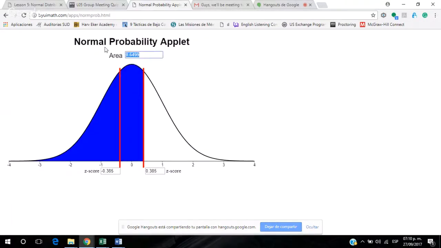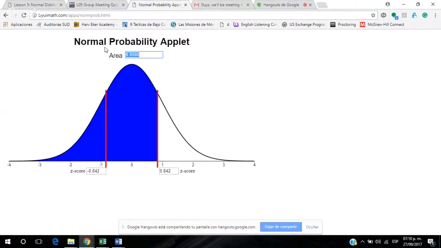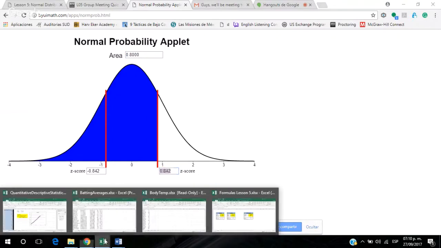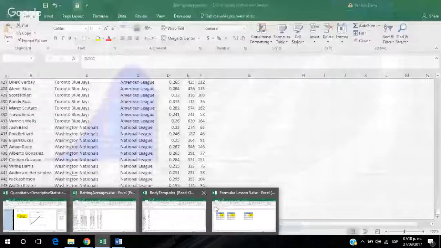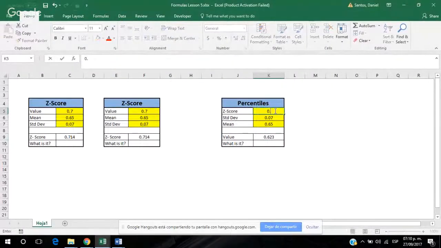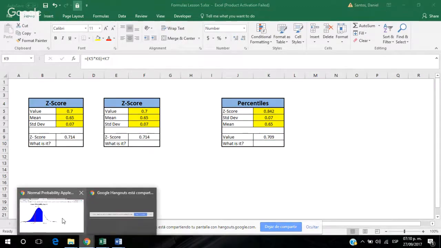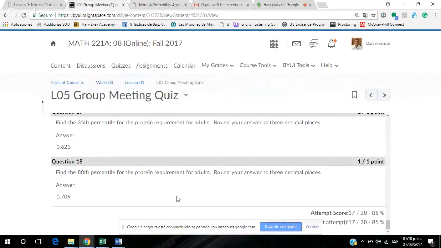Okay, 0.80. So I got a 0.842 for the z-score, and I use this in the table that I did on Excel. So 0.842, and the answer for the last one is 0.709, which is right here. Correct. Yeah, that makes so much more sense.